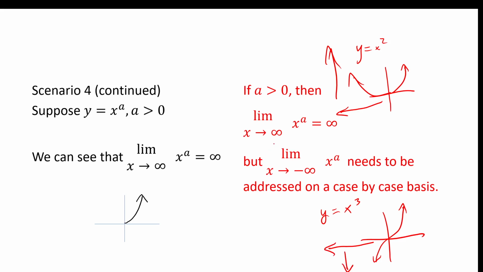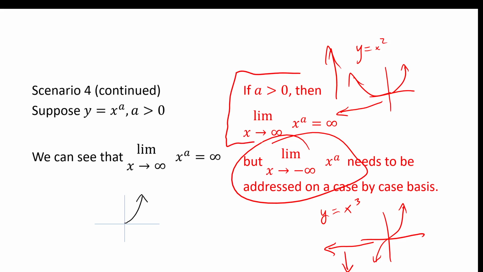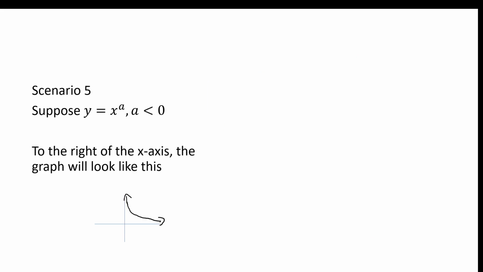So we would have to address this concept on a case-by-case basis, but we would not have to address the other concept on a case-by-case basis. That one would be true no matter what, as we showed on the previous few slides. Now, suppose we're talking about y equals x to the a and a is less than 0. So for instance, suppose we're talking about y equals x to the negative 2.